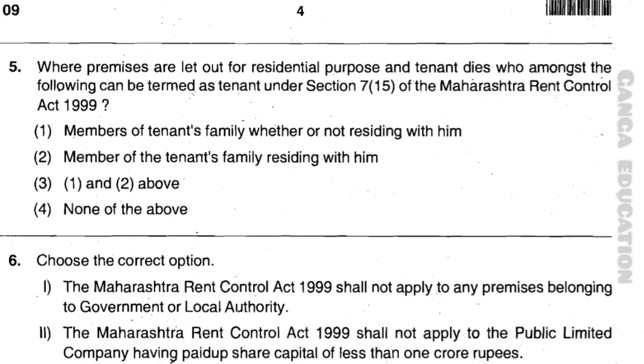Now question number 5, where premises are let out for residential purpose and tenant dies, who amongst the following can be termed as a tenant under section 7 subsection 15 of the Maharashtra Rent Control Act 1999. Option number 1, members of tenant's family whether or not residing with him. Option number 2, member of the tenant's family residing with him. Option number 3, 1 and 2 above. Option number 4, none of the above. And the correct answer is option number 2, that is member of the tenant's family residing with him.